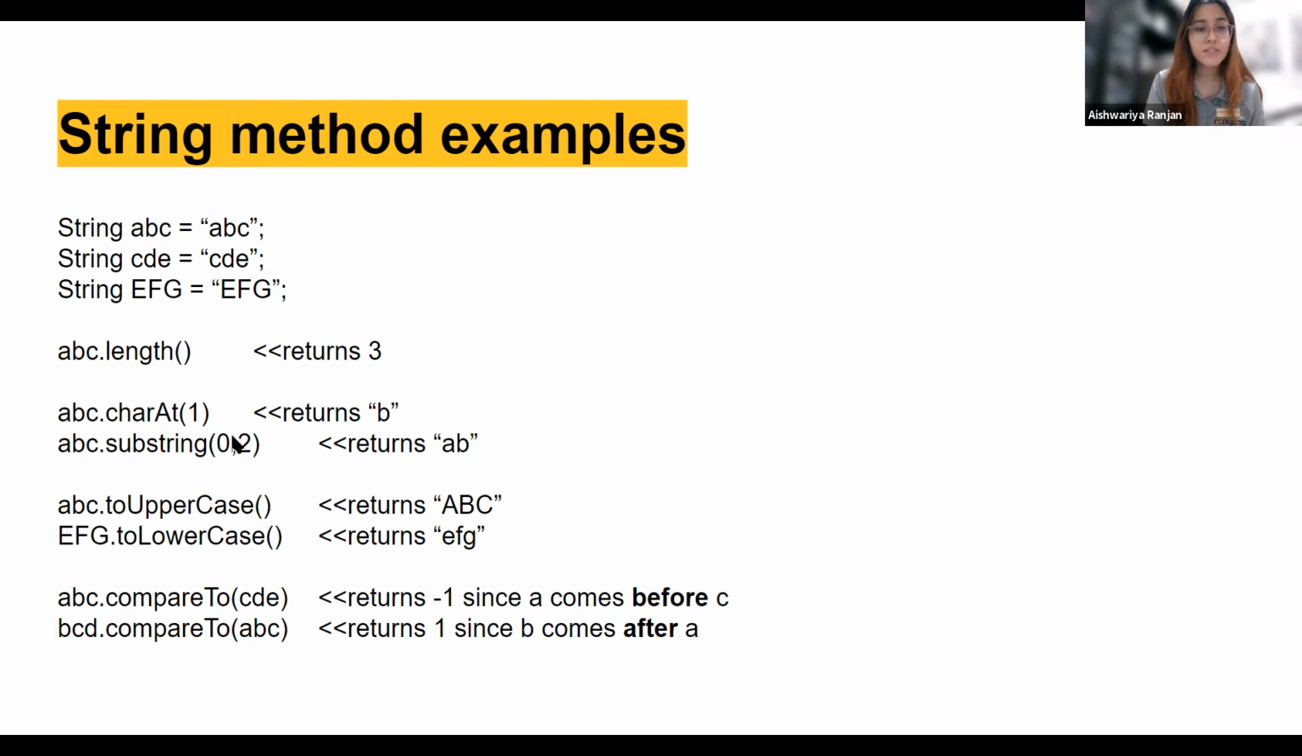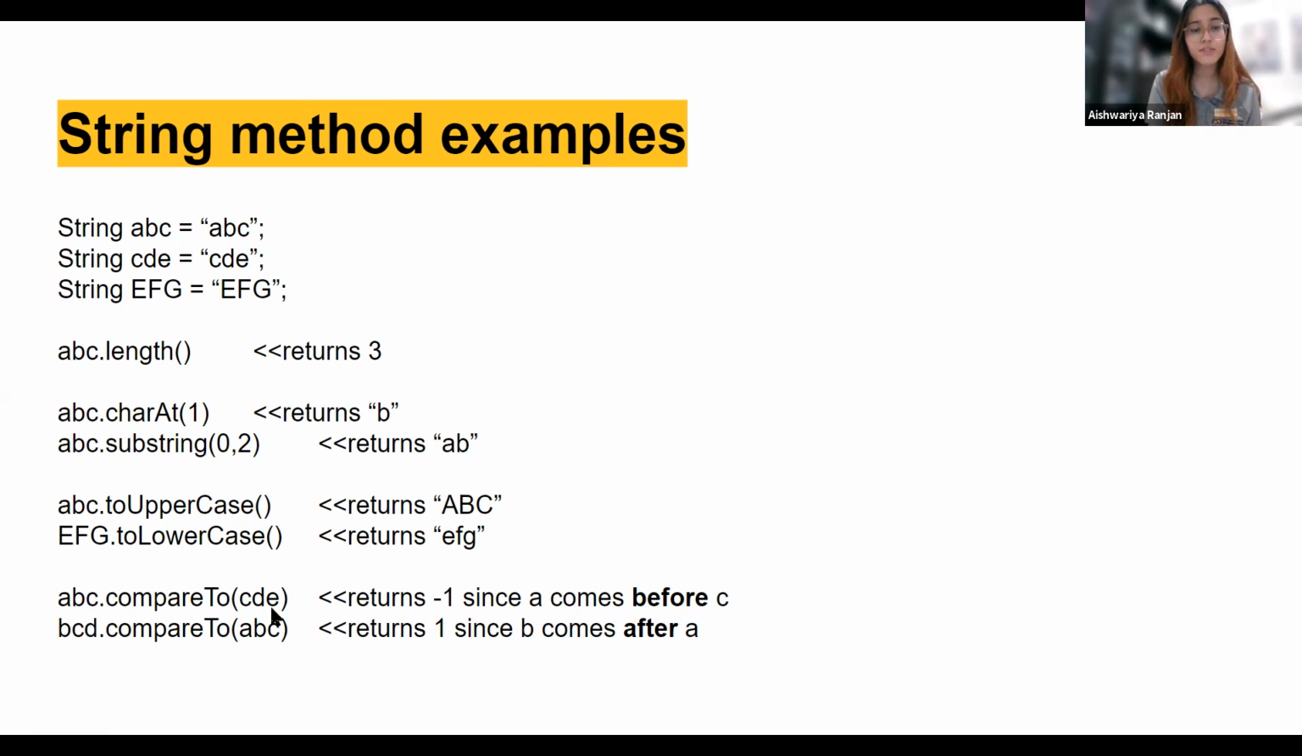ABC.substring, we start at 0 and then we stop at 2. So we start at 0, A, B is 1, C is 2. So we stop at 2. We don't include C. So it would return just A and B. ABC.toUpperCase would just convert everything stored in string ABC to capital letters. So that is capital ABC.